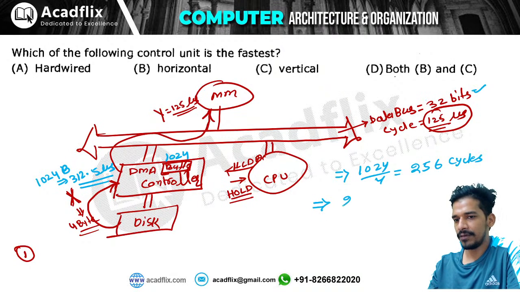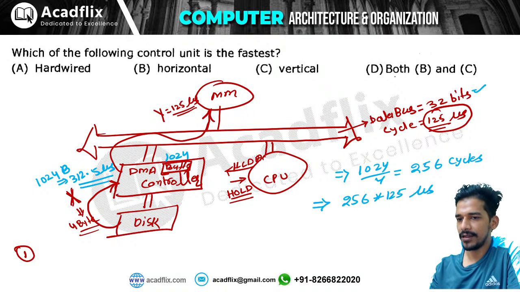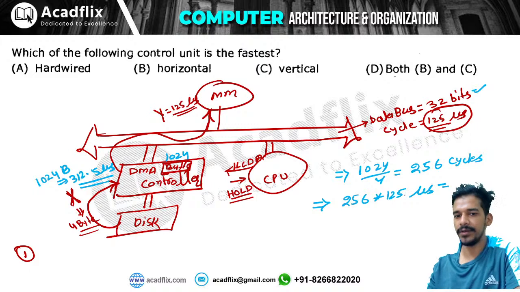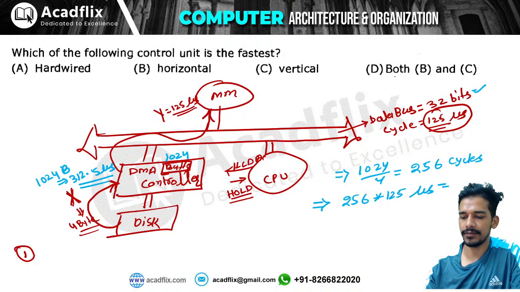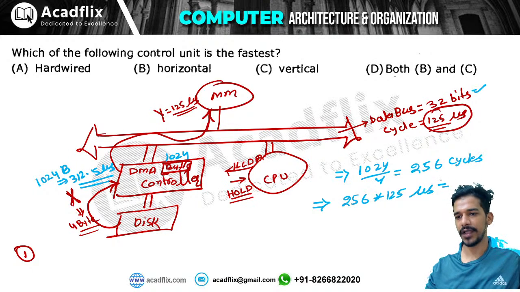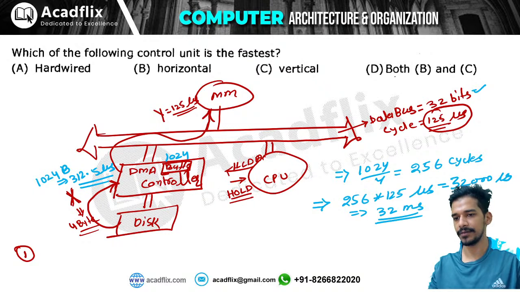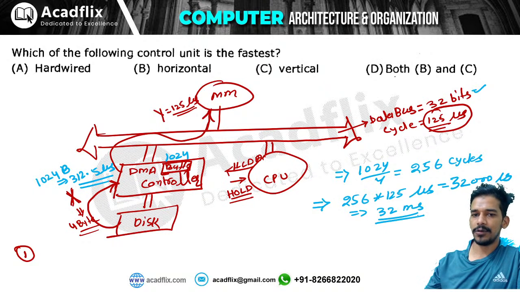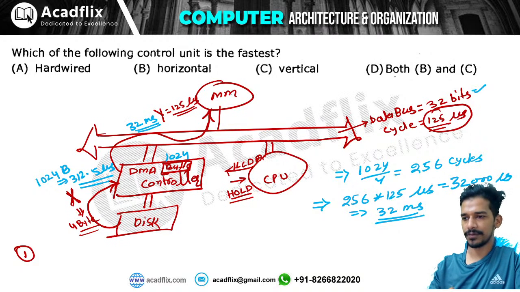So the total time taken will be 256 into one cycle time, which is 125 microseconds. 256 into 125 will be 32,000 microseconds, or you can say 32 milliseconds. So it will take 32 milliseconds to transfer 1024 bytes from DMA to main memory.